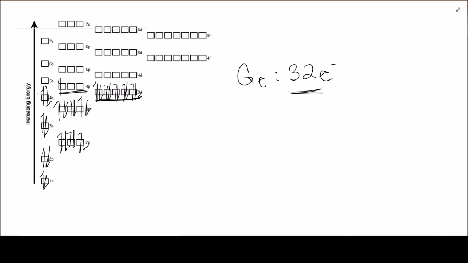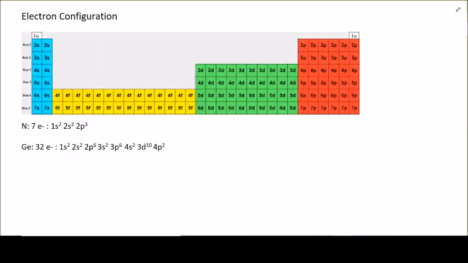So fill degenerate orbitals with unoccupied orbitals first. So here we have the electron configuration: 1s2, 2s2, 2p6, 3s2, 3p6, 4s2, 3d10, 4p2.